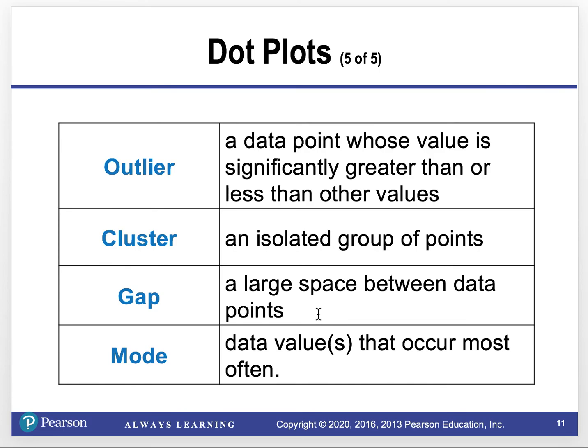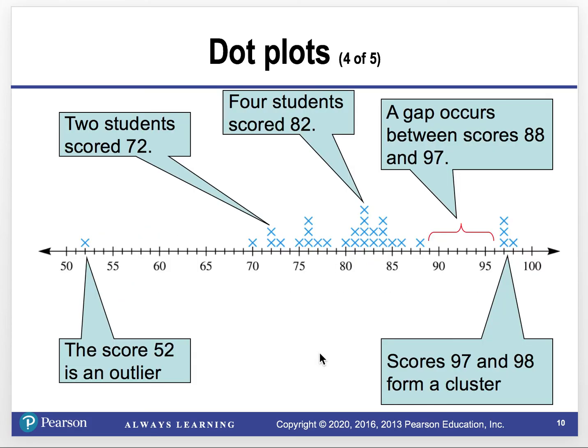Okay, this is just what we just discussed. Oh, the mode, the data value that occurs most often. Let's go back and look at that and see if we can see the mode right there. So they didn't call it a mode on the display, but right here there were 4 82s, so we can tell that that's the mode. Okay, and we'll actually discuss modes in more detail in the next chapter.